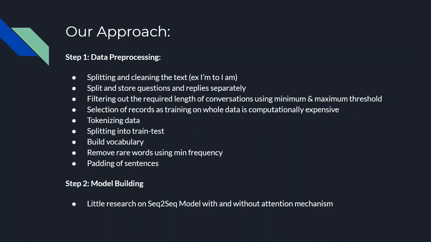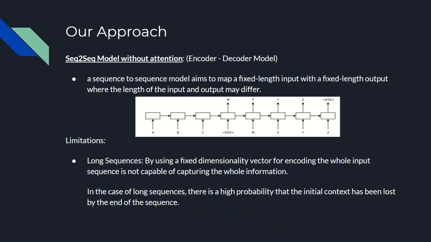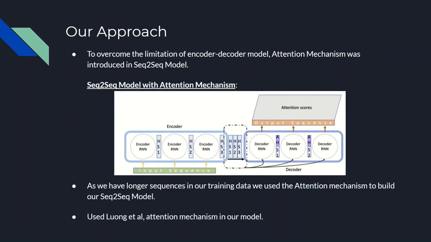We split the data into training and testing, 80% for training and the remaining for testing. We built the vocabulary and removed rare words as well. As for model building, initially we tried without the attention and the results were not so good for long sequences, as using a fixed dimension vector for encoding the whole input sequence is not capable of capturing the whole information. Then we tried the attention mechanism and we were able to get good results.